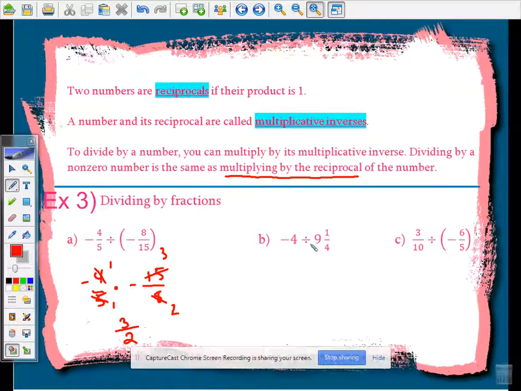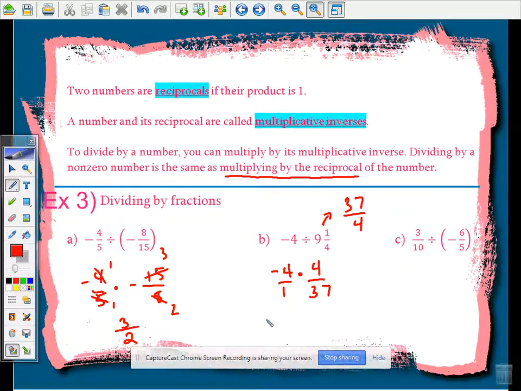Now this one, I cannot find the reciprocal of until I convert this mixed number into an improper fraction. So if you remember, we take the denominator, we multiply it by the whole number. 4 times 9 is 36, and we add that 1, so we have 37 back over the original denominator of 4. So now I'm going to say negative 4, I'm going to multiply by the reciprocal, so I'm going to multiply, and then I'm going to flip this to 4/37. And I'll put this one over a 1.